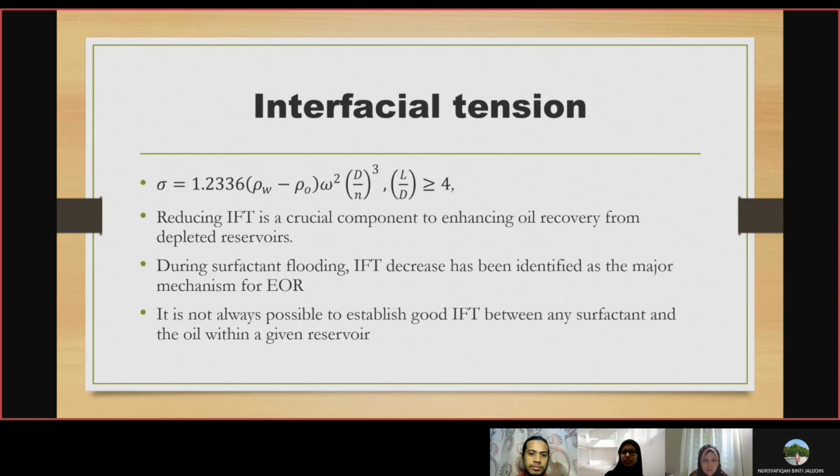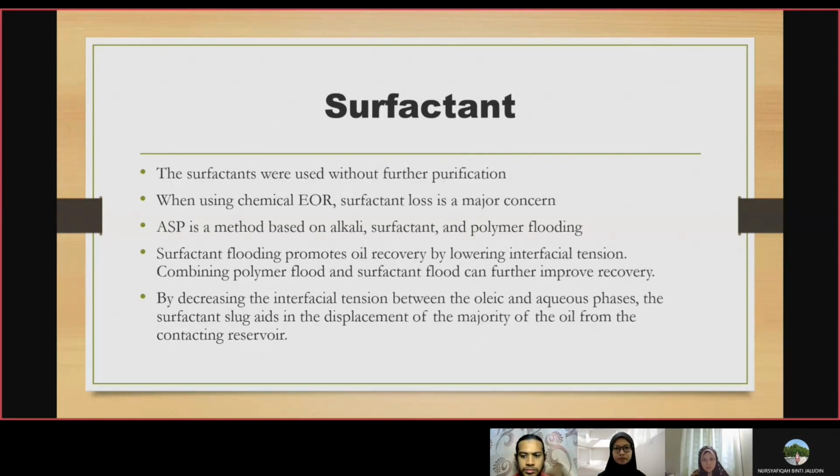As for the interfacial tension, this is the formula for interfacial tension. Reducing the IFT is crucial for enhancing EOR from the depleted reservoir. During surfactant flooding, IFT will decrease. The decrease of IFT has been identified as the major mechanism for EOR, and it is not always possible to establish a good IFT between any surfactant and the oil within the given reservoir.